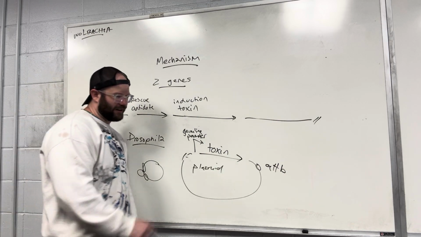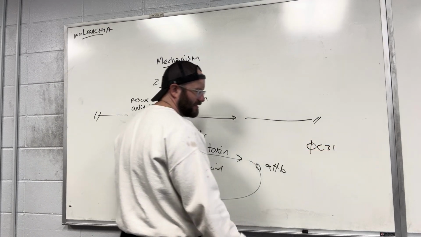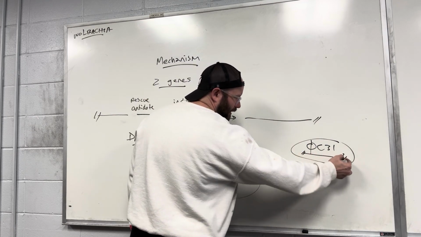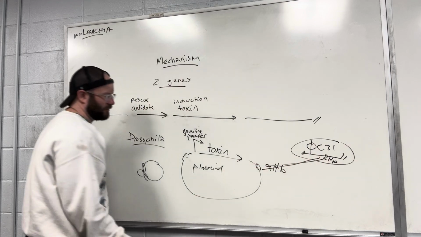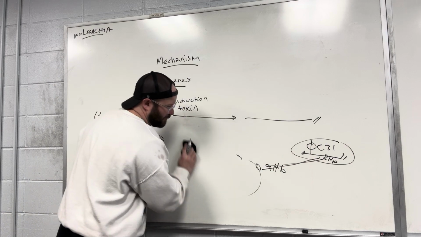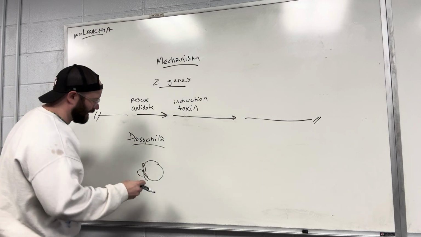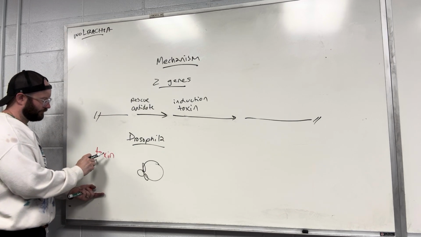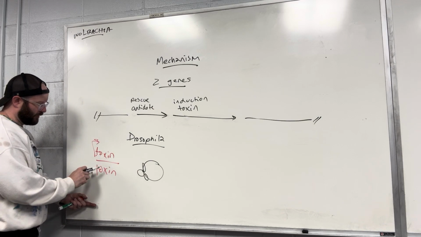If you did the integration properly, there'd be a phiC31 integrase in that embryo, and there'd be a landing site somewhere on the chromosome for attP. This would then recombine onto the chromosome. Now we would have a transgenic Drosophila. So if we did that, we would have a transgenic Drosophila whose genotype is now toxin. We can make it homozygous with that germline promoter.